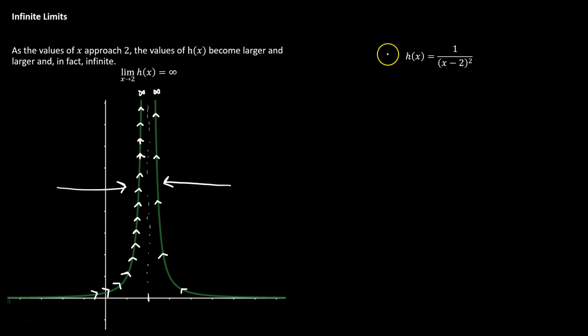Now, if we look at what the definition of the function is for h of x, we see this rational expression. Remember, rational expressions are basically fractions where the numerator or denominator could be a polynomial. In this case, it's our denominator. This denominator is a polynomial. In fact, it's a binomial squared.